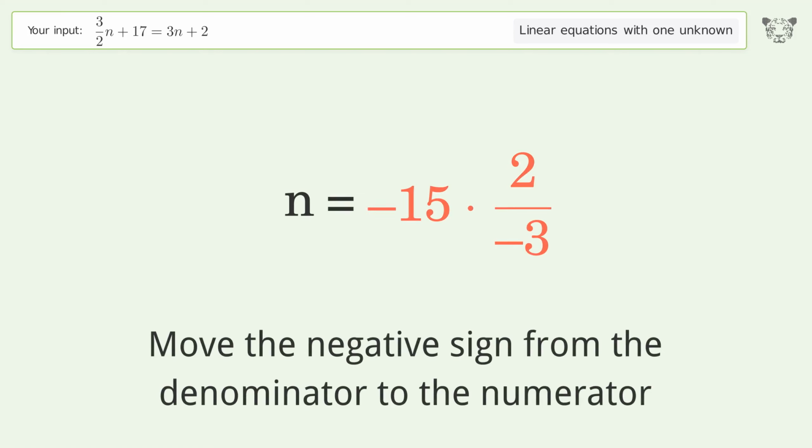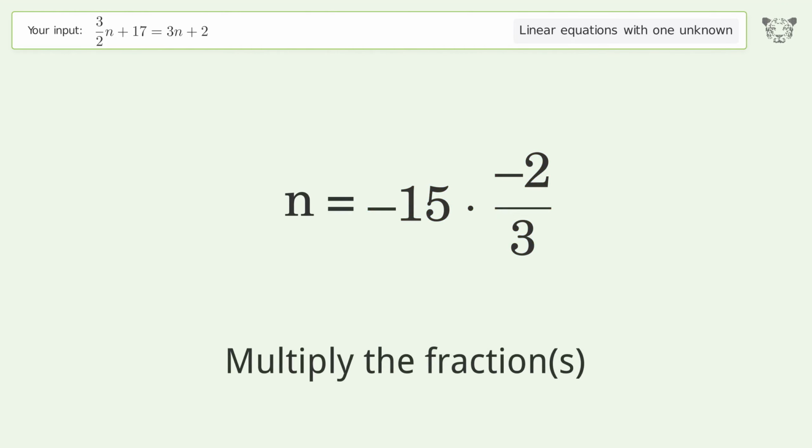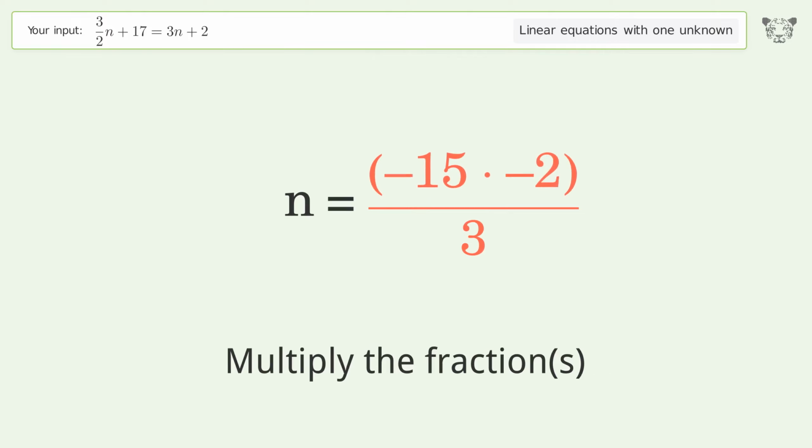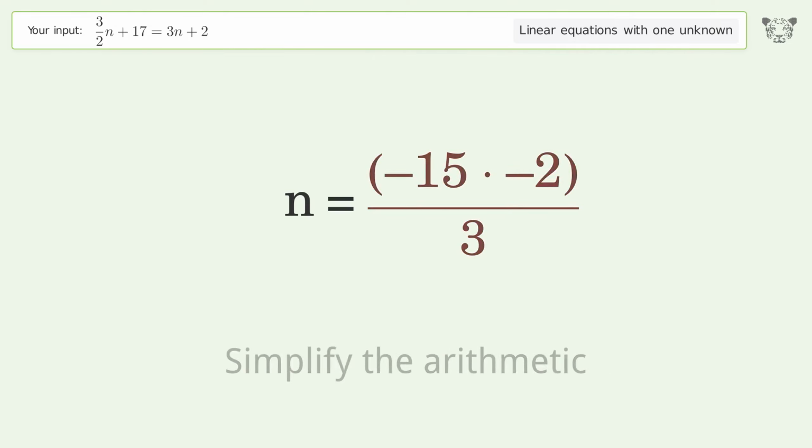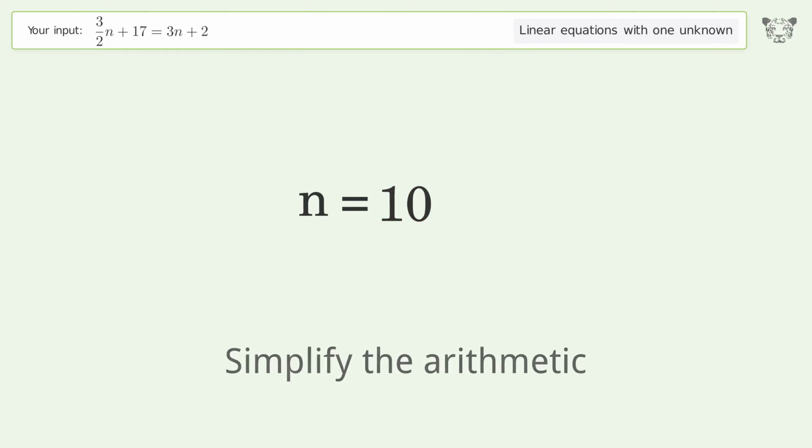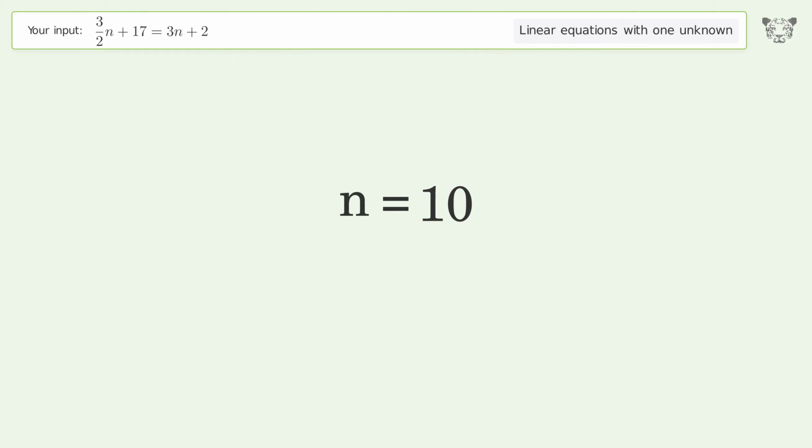Move the negative sign from the denominator to the numerator. Multiply the fractions. Simplify the arithmetic. And so the final result is n equals 10.